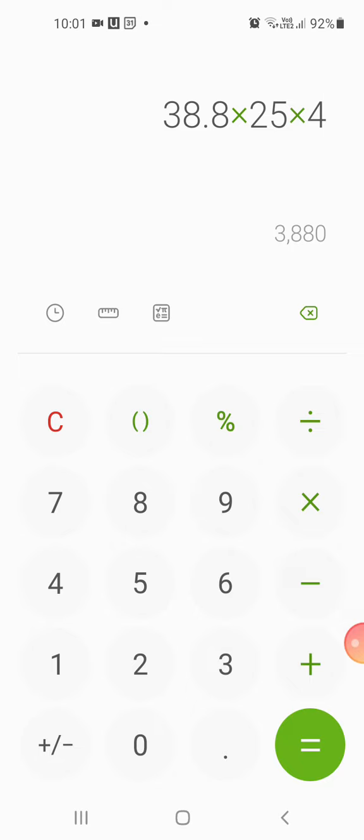So what happened was this came down to 1145. 1145 into 25 into 4, so it came to 1145. So 3880 minus 1145, so you lost about 2735.